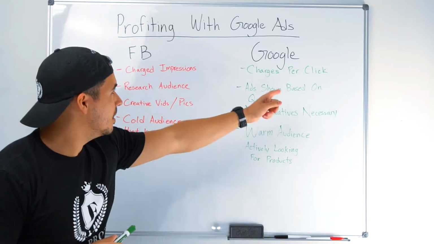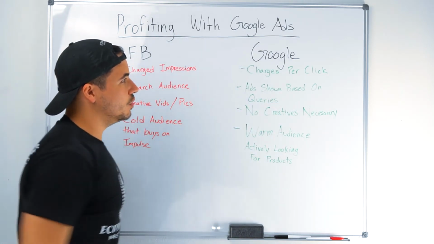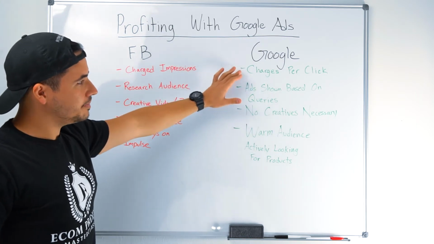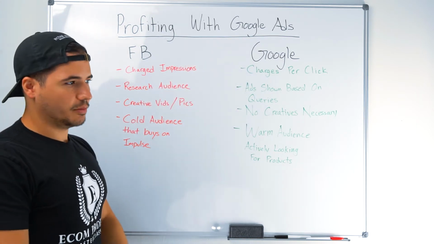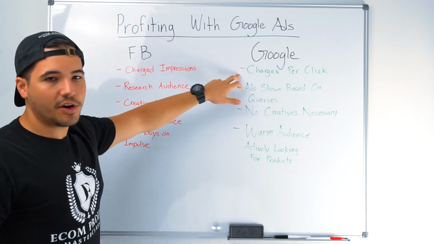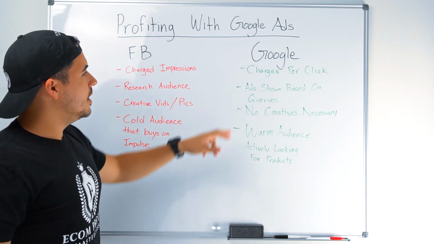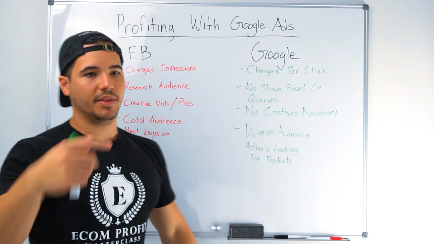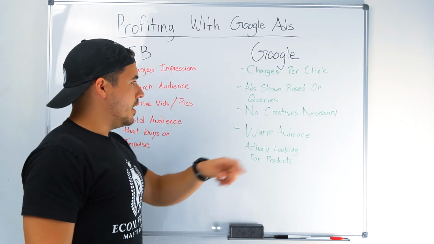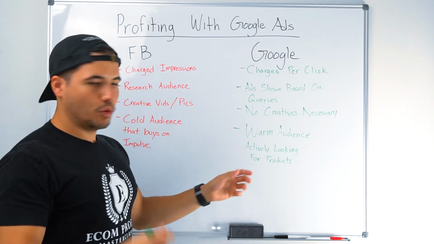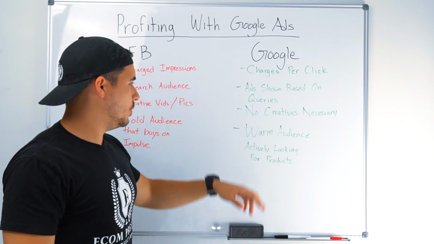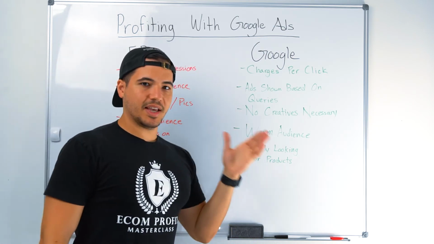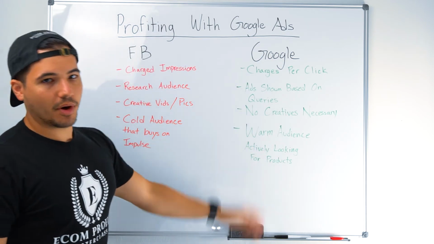Now, Google. The difference with Google is that you get charged per click. If people don't click on your ad, you're not getting charged. People have to click on your ad, and that's when you get charged. Ads are shown based on queries, meaning whenever people type keywords into Google, that's when your ad gets shown. Absolutely no creatives necessary. Google pulls that straight from your store. They do all the heavy lifting when it comes to that. And the most important part is that it's a warm audience that's actively looking for your products.